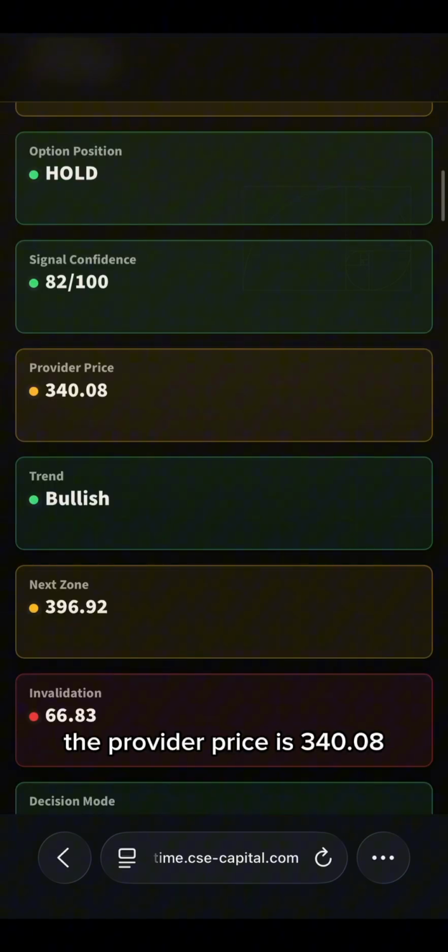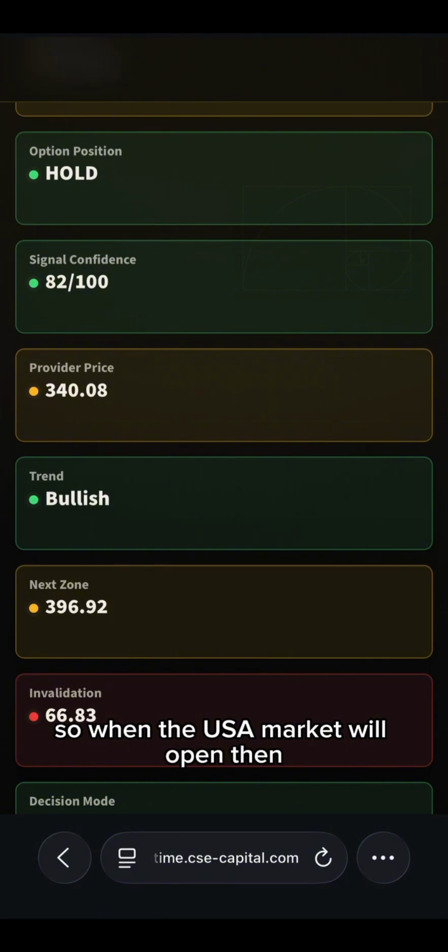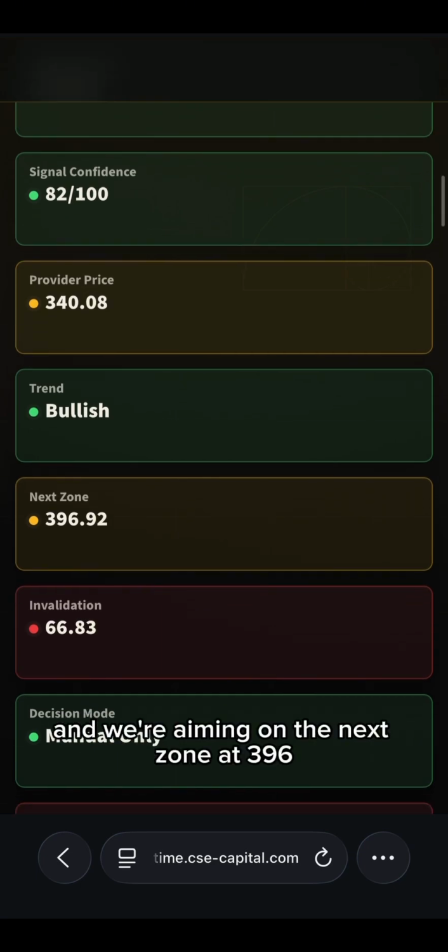The provider price is 340.08. I see that the pre-market opening today is 341.61. So when the USA market opens, we may expect that the price will rise higher. The current trend is bullish, and we're aiming at the next zone at 396.